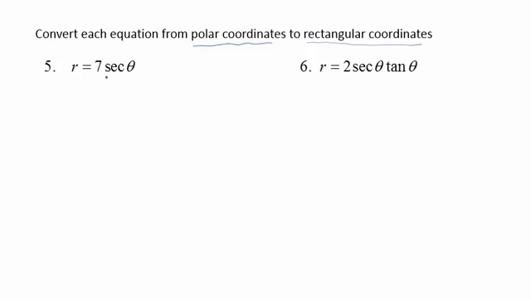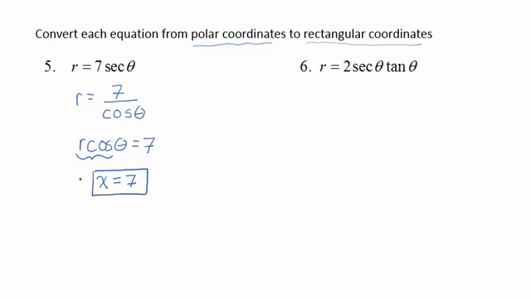Now let's look at r equals 7 secant of theta. To get this in a more familiar form, remember that we can write this as r equals 7 divided by cosine of theta, since secant of theta is the same as 1 over the cosine of theta. Multiplying both sides by cosine, we have r cosine of theta is 7. Recall our familiar substitution, r cosine of theta, that's really x. So we see that x equals 7 is the rectangular coordinate version of r equals 7 secant theta.